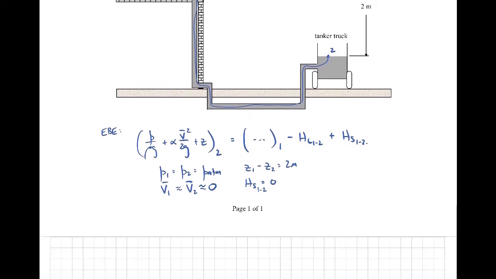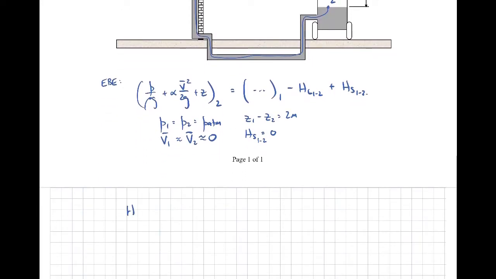But we do have head losses, so let's write that down here. We're told some information about the head losses. First of all, we're going to have a major head loss. So there's the major loss coefficient, and that'll be multiplied by the velocity head in the pipe. V sub p bar is the average velocity in the pipe. So that's our major loss.